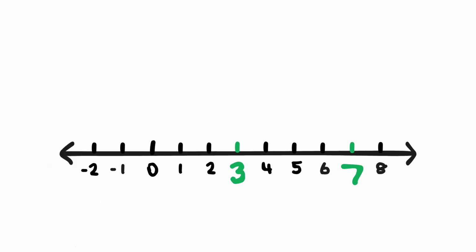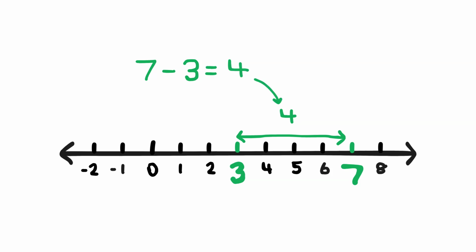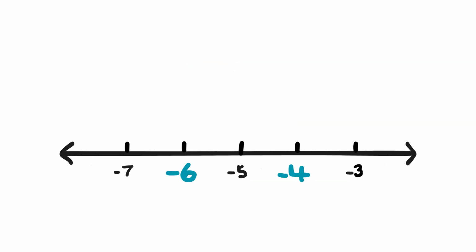There are several ways to determine the distance between these 2 numbers. One method is simply by looking at the number line. If we count the intervals between 3 and 7 on the number line, we see that the distance is 4. Another method is to use subtraction. To find the interval, we can subtract the smaller number from the larger number. Here, since 3 is smaller than 7, we subtract 3 from 7, and we see that the numbers are 4 units apart.